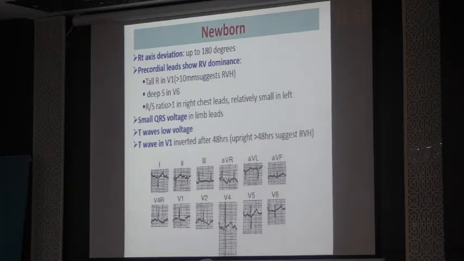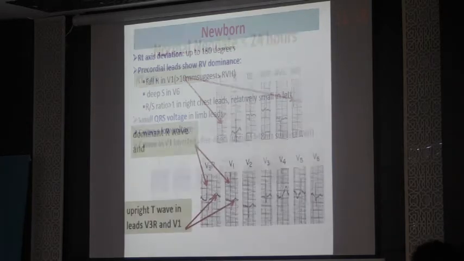The RS ratio is more than 1 in right chest leads, relatively small in the left. بلاقي عندي small QRS voltage, T waves are of low voltage كله صغير, and the T wave in V1 is inverted after 48 hours. يعني أول 48 ساعة في العمر تبقى upright. بعد كده it is inverted. So an upright T wave more than 48 hours of age suggests right ventricular hypertrophy. ال T wave عندنا مهمة قوي as we are following these children.